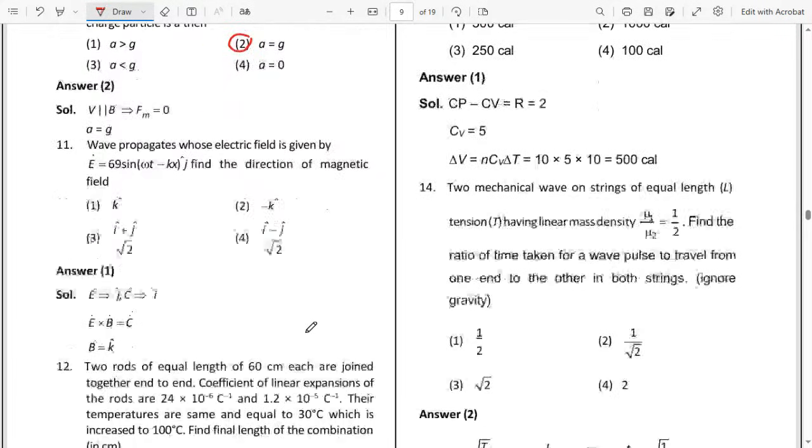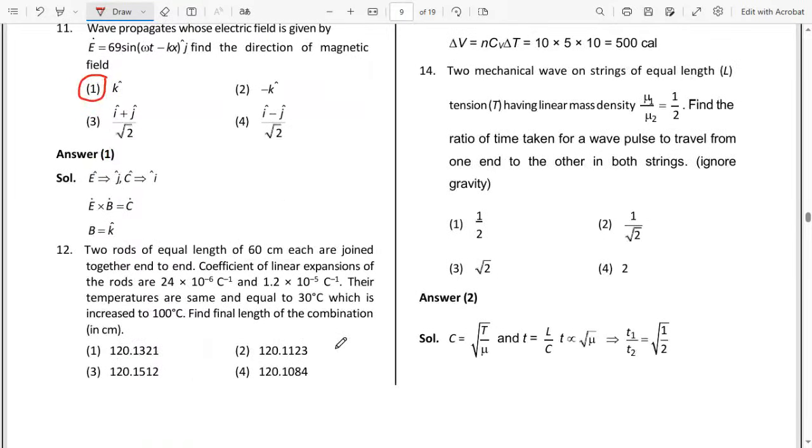Next, question number 11. A wave propagates whose electric field is given by E equal to 69 sin. So find the direction of the magnetic field. Option 1 is the correct option, students.